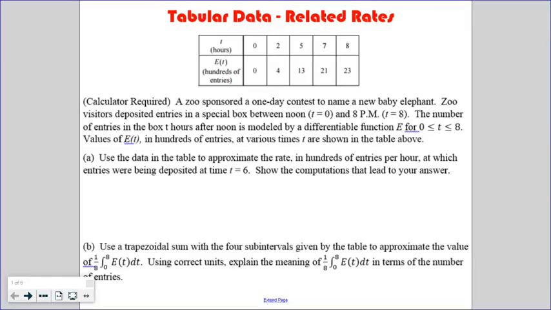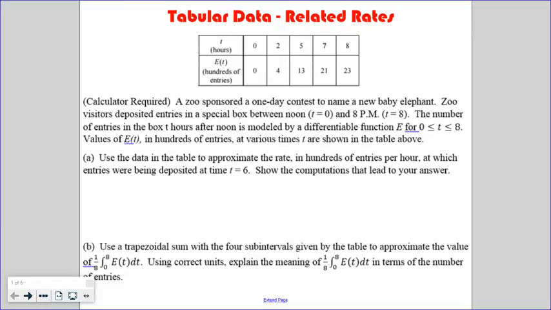All right, just going through some problems that are in the data and related rates category. On this first problem, you can see that we've got a table of data, so data area. Notice this is a calculator problem.